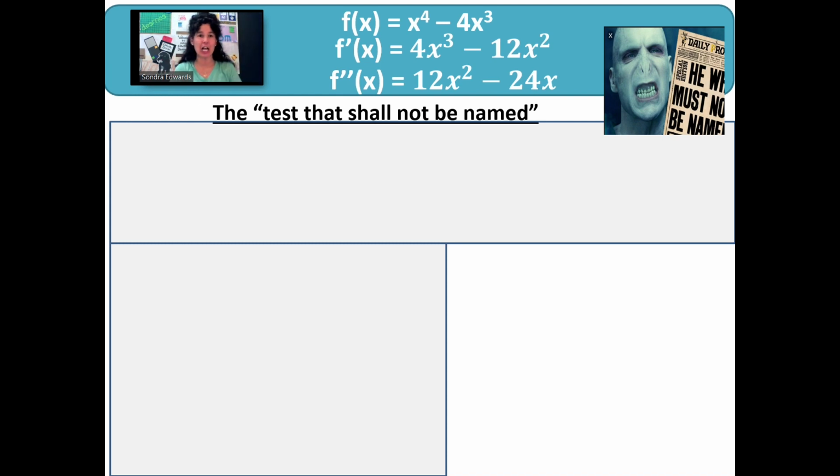But the test that shall not be named, to help you associate this particular test with what it can find, points of inflection. Another abbreviation for point of inflection, POI, think about person of interest. So the person of interest in the news, they're like, do you have a suspect? Well, we do have a person of interest, but they don't name the person. So if you are using the test that shall not be named, you are trying to find a point of interest, a point of inflection.